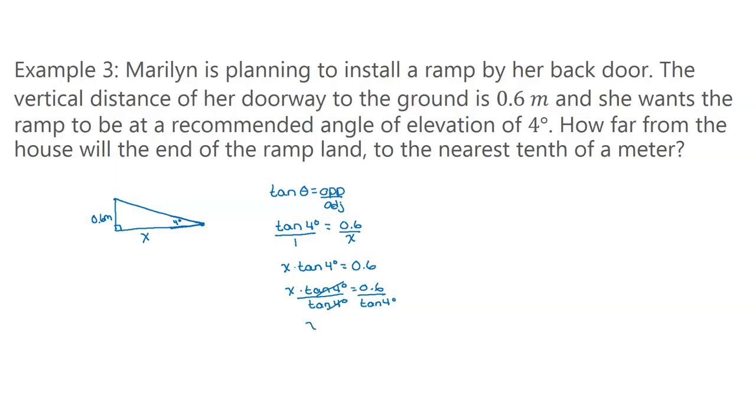So canceling those, we get x equals, and we need to use our calculator to divide 0.6 by tan of 4. And I got 8.6 on my calculator. So see if you get that as well. And if you didn't, then it might be that your calculator wasn't in degrees. So now I'll answer the question by saying that the end of the ramp will be 8.6 meters from the house.